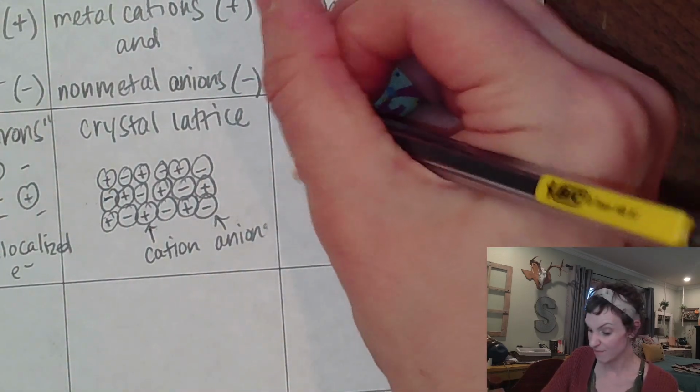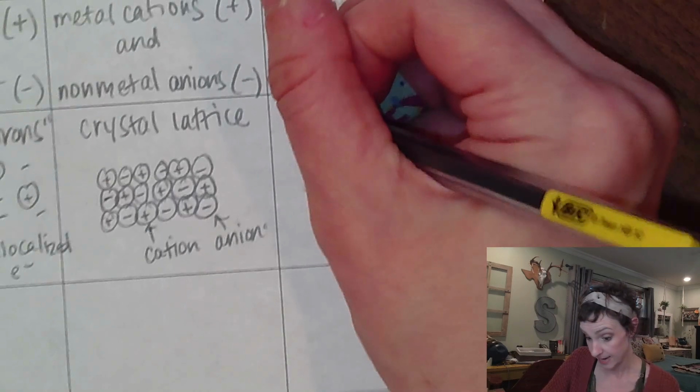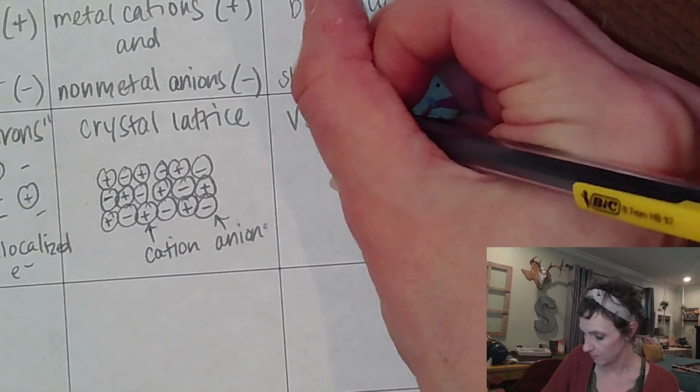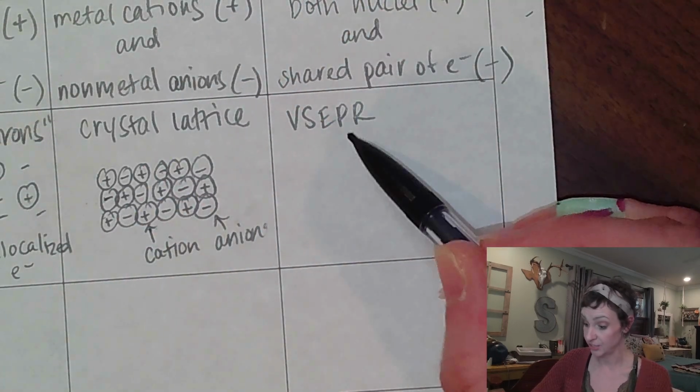And we haven't learned about, I call it VSEPR because if we look at the letters in this little alphabet here, let me show you. VSEPR stands for valence shell electron pair repulsion.